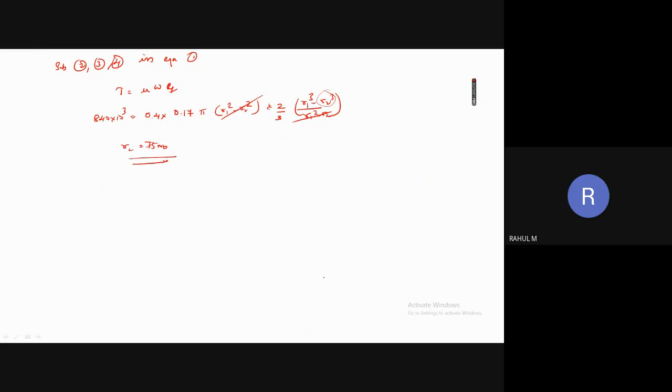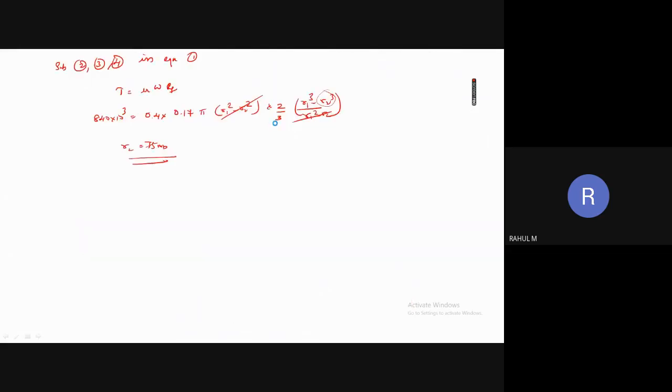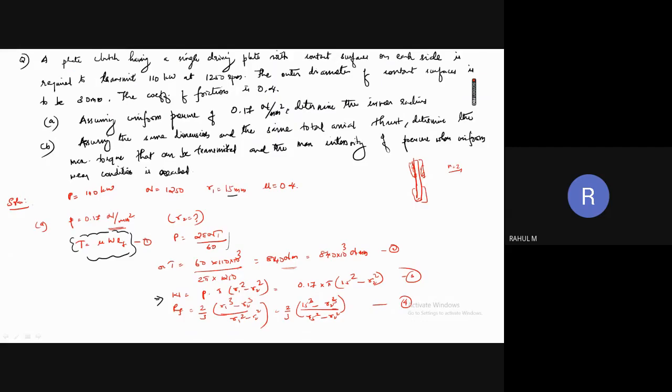So the second part, the question is something like this. Assuming the same dimensions and the same total axial thrust. That means assume the same radii, R1 and R2 to be the same. R1 is 15 mm and the R2 value we have already found out, 75 mm. So assuming the same dimensions and the same total axial thrust, that means take the value of W as same. So we have to find the value of axial thrust.